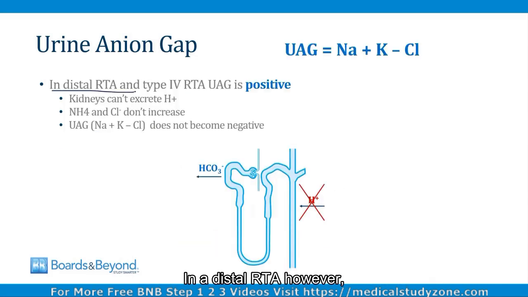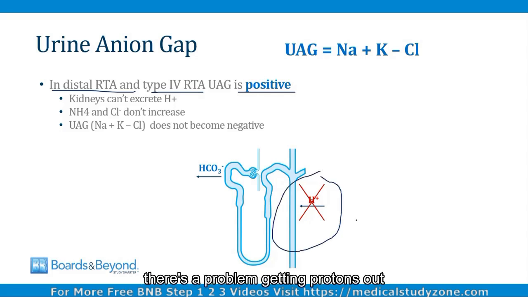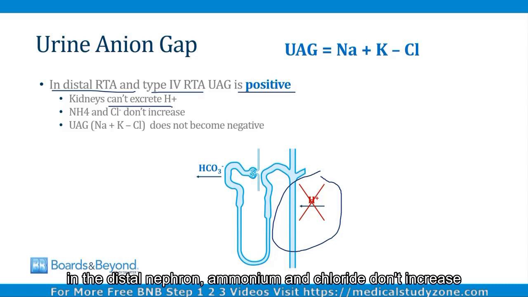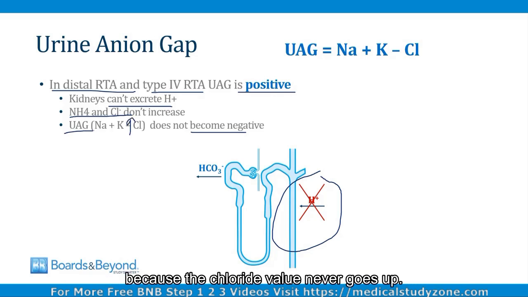In a distal RTA, however, which is what we're talking about now, and also in a type 4 RTA, which we'll talk about in a minute, the urine anion gap becomes positive. The reason for this is that in both a distal and type 4 RTA, there's a problem getting protons out into the urine and binding protons to ammonia. So the kidneys aren't excreting acid normally in the distal nephron, ammonium and chloride don't increase, and therefore the urine anion gap does not become negative because the chloride value never goes up.